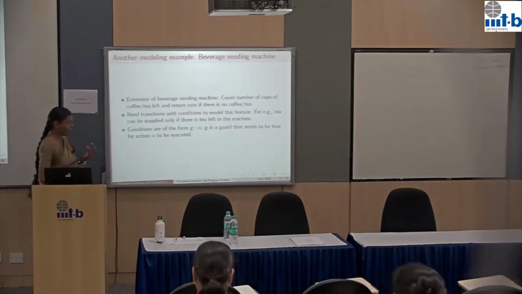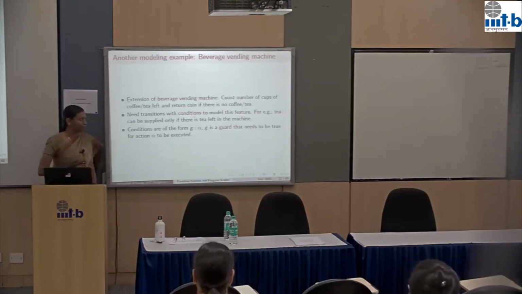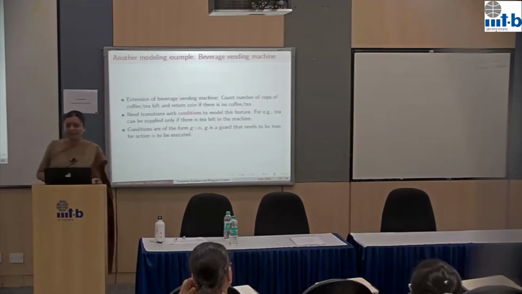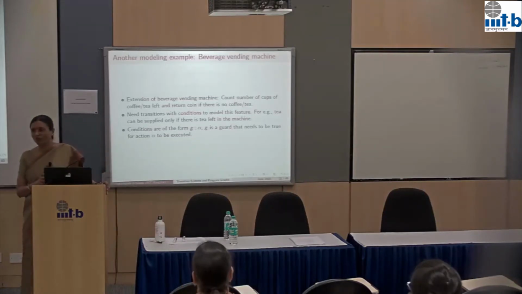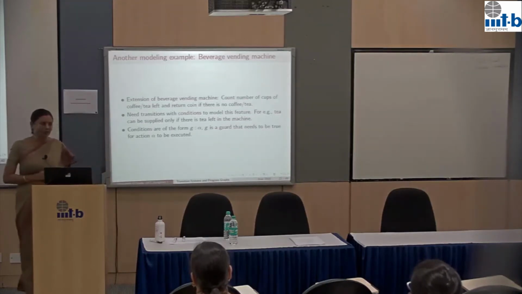Once I have a variable that counts the number of coffee or tea, and basically it returns. The other thing is that it must return the coin to the user if it ran out of coffee or tea, or it must say that no more coffee, tea available, kind of thing. So I would like to model these kinds of things.